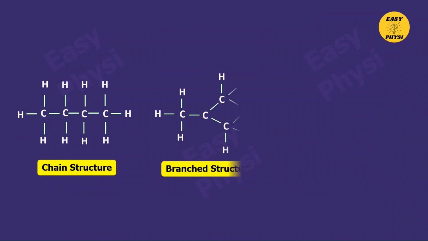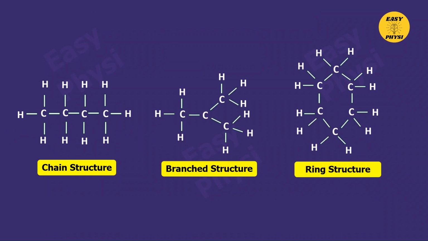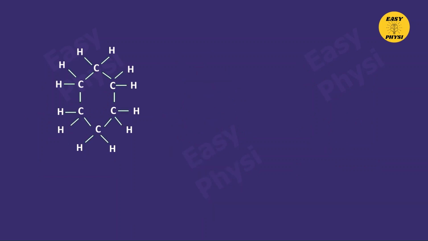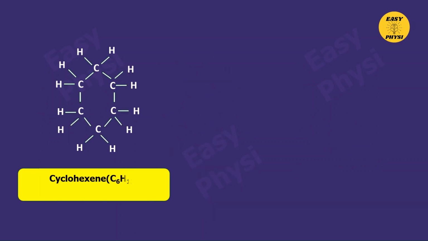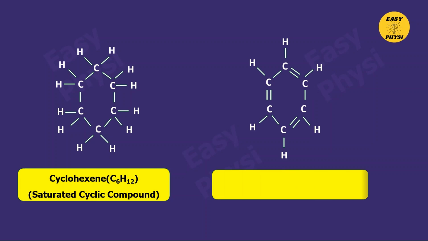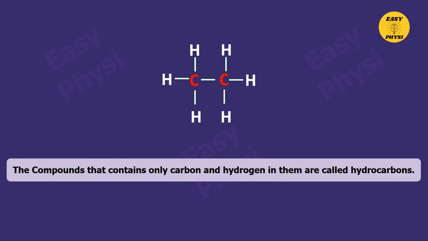In addition to linear chain and branch chain structure, some carbon compounds form ring structure. Such compounds are called as cyclic compounds. For example, cyclohexane C6H12. This is a saturated cyclic compound. Benzene C6H6. This is an unsaturated cyclic compound. So the compounds that contain only carbon and hydrogen in them are called as hydrocarbons.